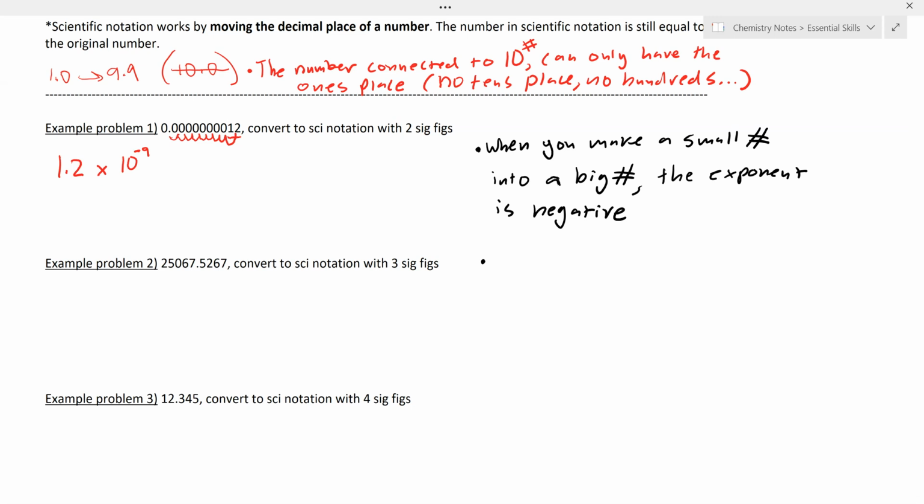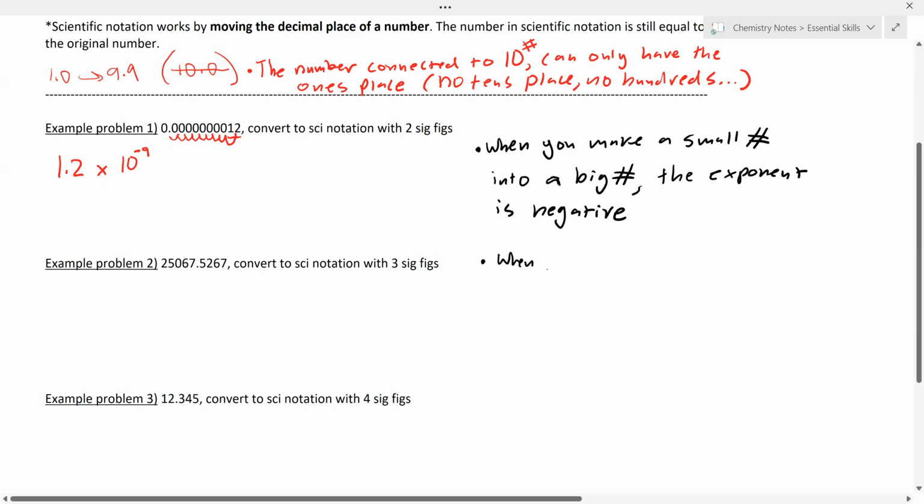So vice versa, when you make a big number into a small number, the exponent is positive.